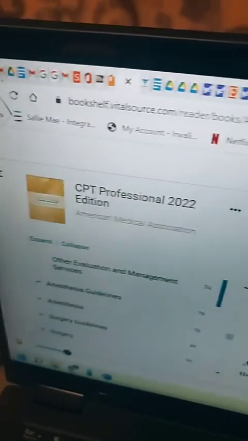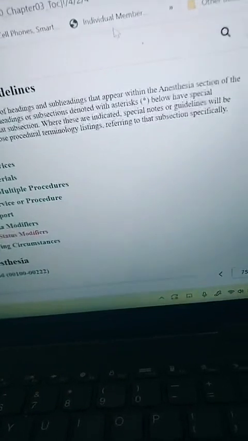this bookshelf, VitalSource, y'all, don't look at all the tabs I have open. My computer has got to be crazy.